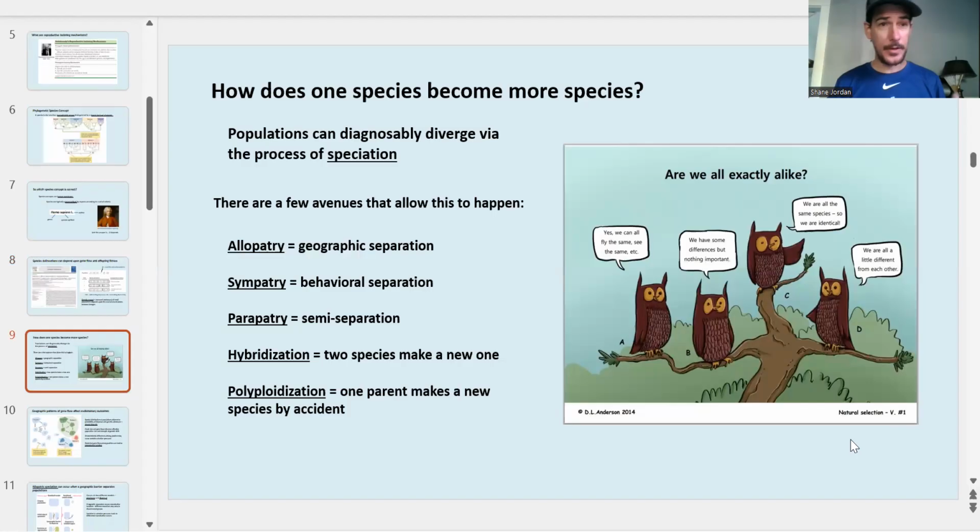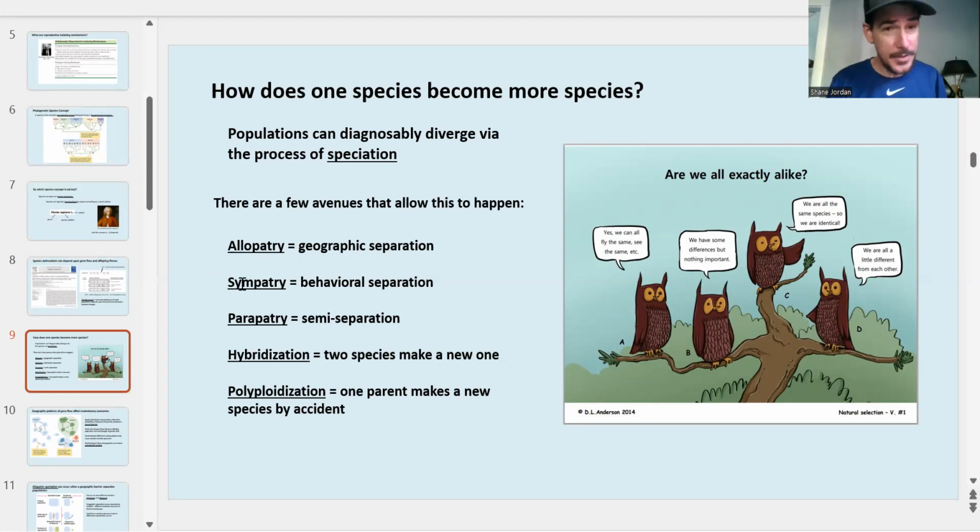And then the second part of our question was, how does one species become more than one species? This is a little bit of a more intricate process to get into, but basically populations do diagnosably diverge via the process of speciation. And as it turns out, there are a few different avenues we understand that allow this to happen, such as allopatry, which is a fancy word for the geographic separation of different populations, ultimately becoming different species.